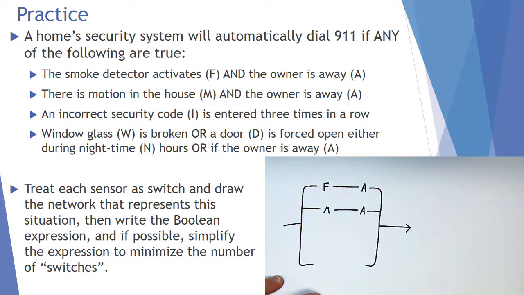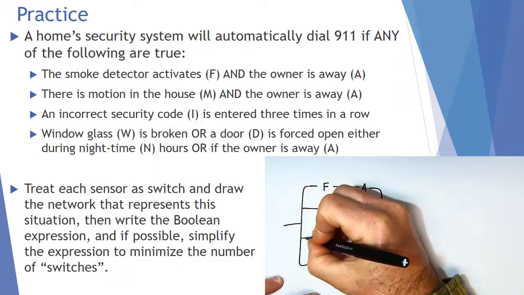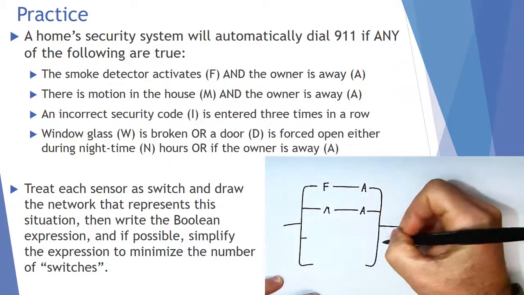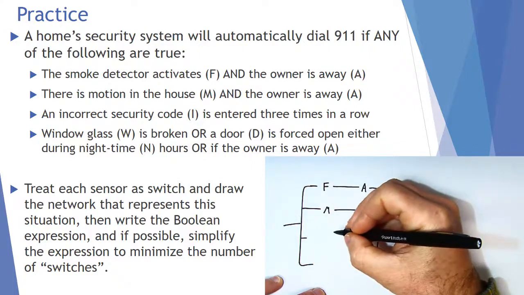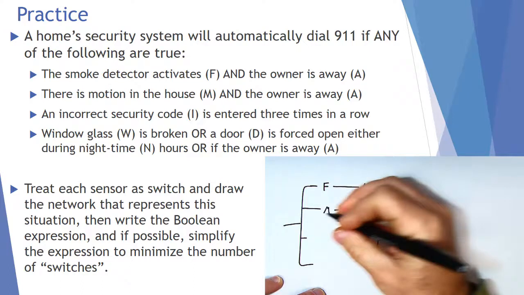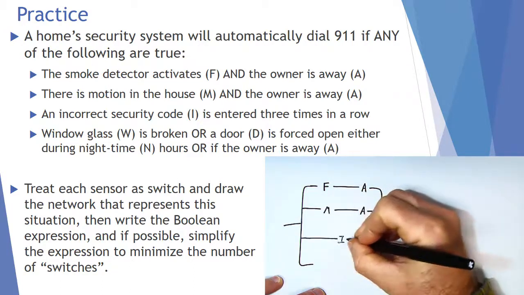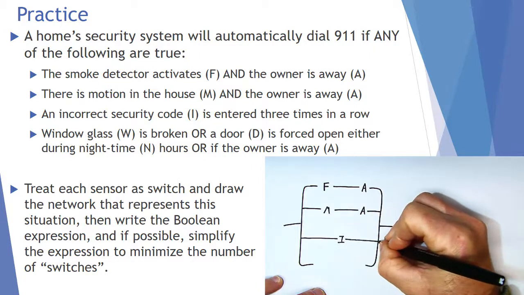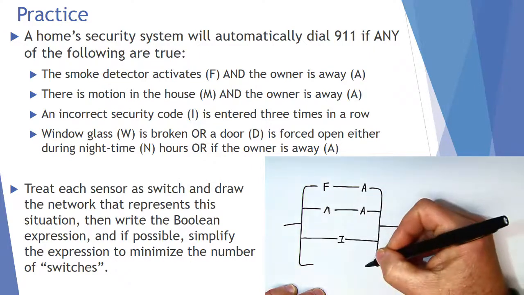Our third row, we could have an incorrect security code that's entered 3 times in a row. Now, we don't need to do I, because once I is triggered, all 3 switches would close. And so we're simply saying if it is entered 3 times in a row incorrectly, that would be enough to trigger the call. And then our last one is the tricky one.